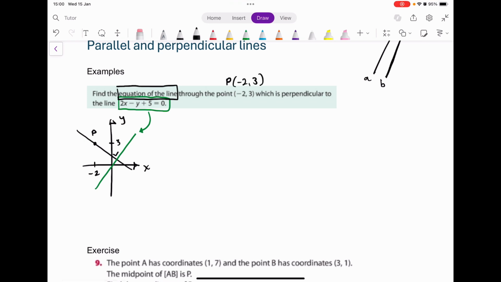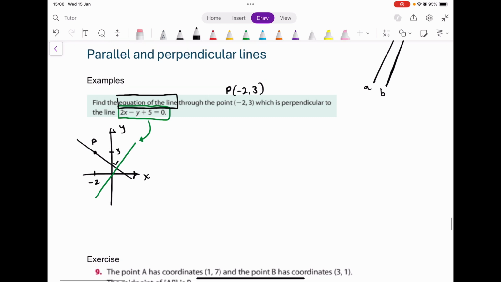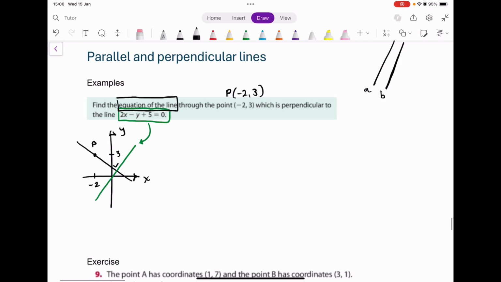Okay, so first of all, we know one point on the black line, but we don't have the slope of the black line. So we can't use the general equation of the line yet. We first need to work out the slope of the black line. So how do we know that? Well, we know the green line is perpendicular to the black line, so we can find the slope of the green line.